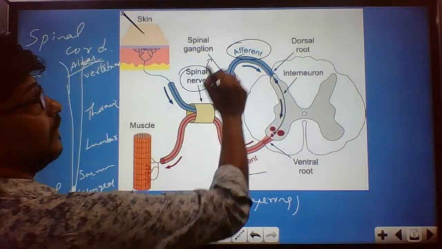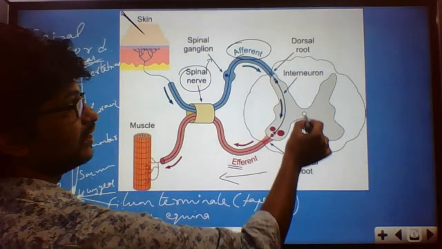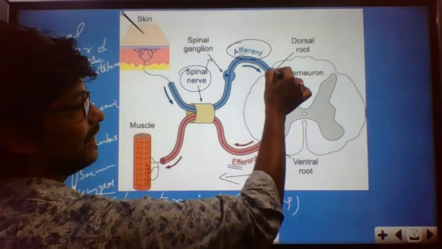So when the signals pass through the afferent, it goes to the spinal cord region, the dorsal part, and here you could see the interneuron.